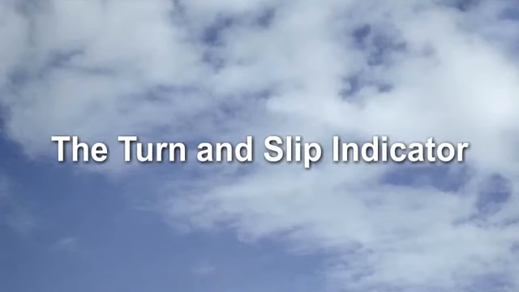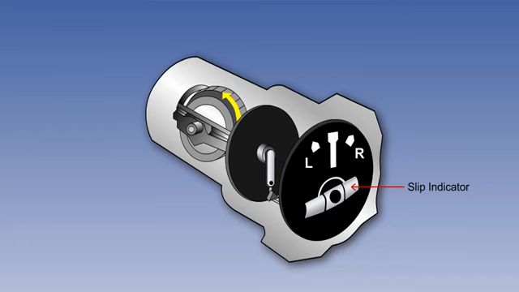In this lesson, we are going to look at the purpose and operation of the turn indicator, and also the slip indicator. Later in the lesson, we will also look at a development of the turn indicator known as the turn coordinator. The slip indicator is often incorporated in the instrument face of the turn indicator, or the turn coordinator. Bear in mind, however, that the slip indicator is a separate instrument which functions independently from the turn indicator or the turn coordinator.